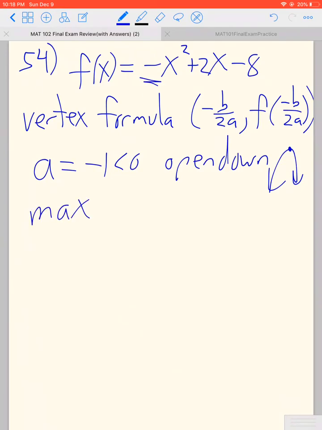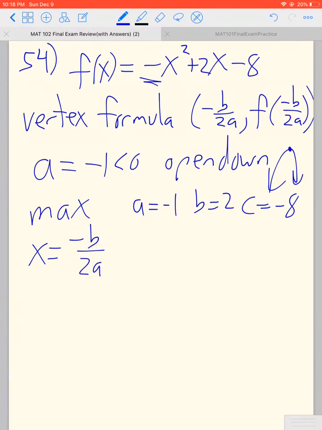To find the maximum, we are going to, again, use the vertex formula. A is negative 1, B is 2, C is negative 8. The x value of the vertex is negative b over 2a, which is the negative of 2 divided by 2 times negative 1, which is negative 2 over negative 2, which is 1.